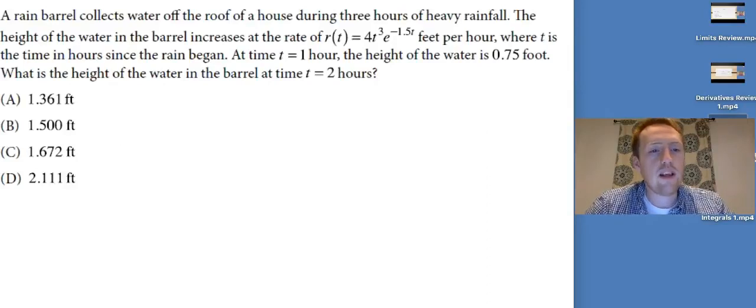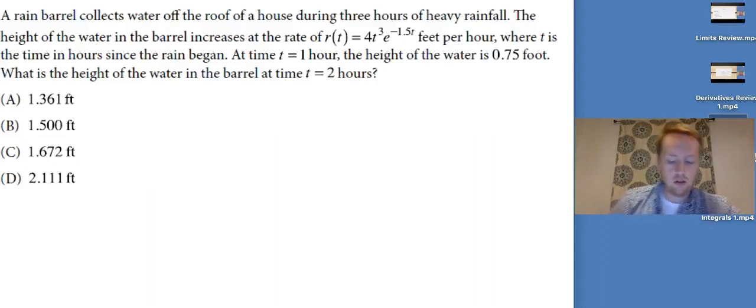Okay, a rain barrel collects water off the roof of a house during 3 hours of heavy rainfall. The height of the water in the barrel increases at the rate of r of t feet per hour, where t is the time in hours since the rain began. At time t equals 1 hour, the height of the water is 0.75 feet. What is the height of the water in the barrel at time t equals 2 hours?